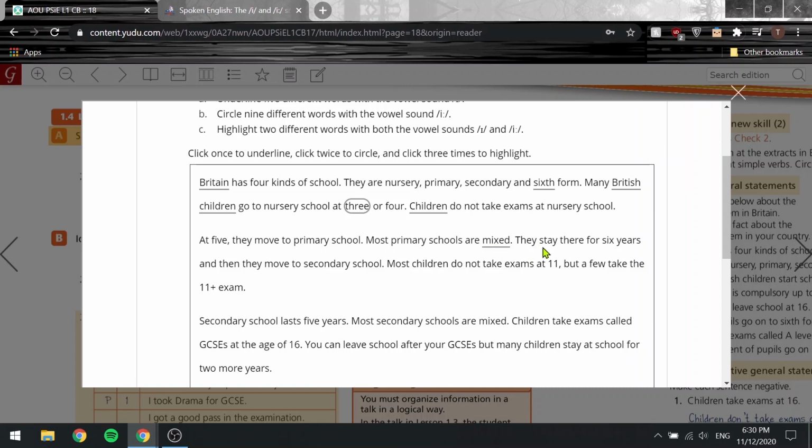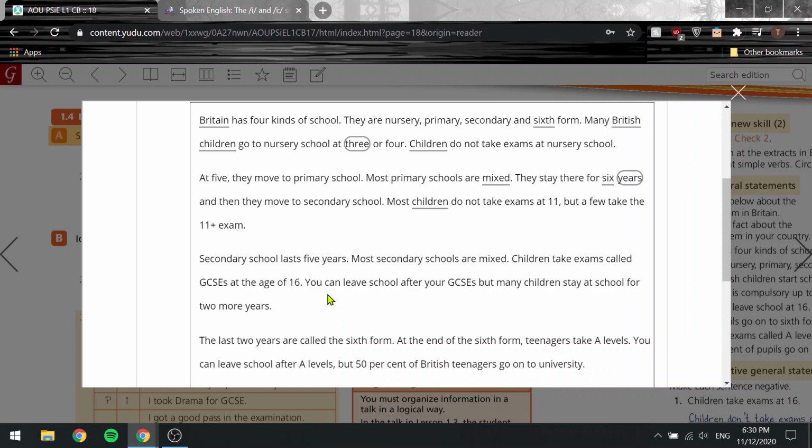Okay, they stay there for 6. Again, 6. Okay, years, I'm gonna actually circle this. So years has that E sound, and then they move to secondary school. Most children, again, I'm gonna underline that, has that it sound, do not take exams at 11, but a few take the 11 plus exam. Secondary school lasts 5 years. Most secondary schools are mixed, has that it sound. Children, again, that it sound, take exams called GCSEs at the age of 16.